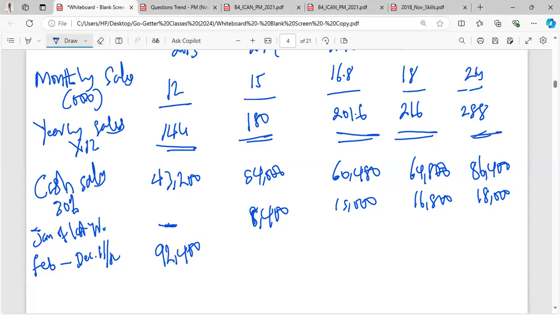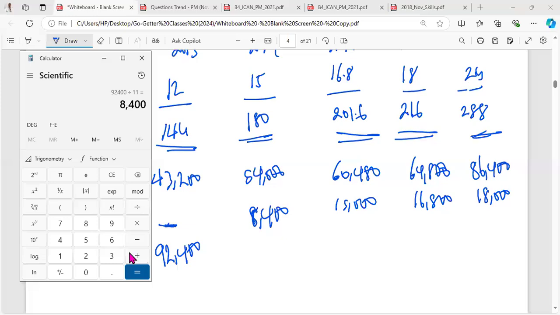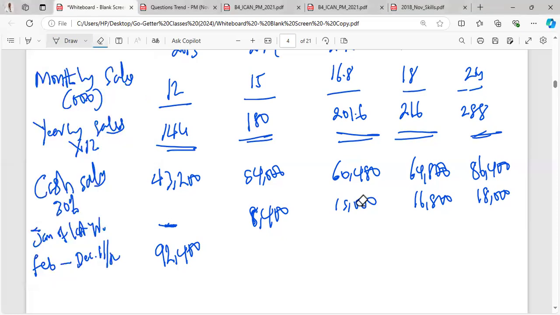8,400 is what we didn't collect. If we add it to 92,400, this will give you the 70%, which is credit. If you add 43,200, that gives you the 144 here. So we are going to recalculate this again. Okay, so we've done this.